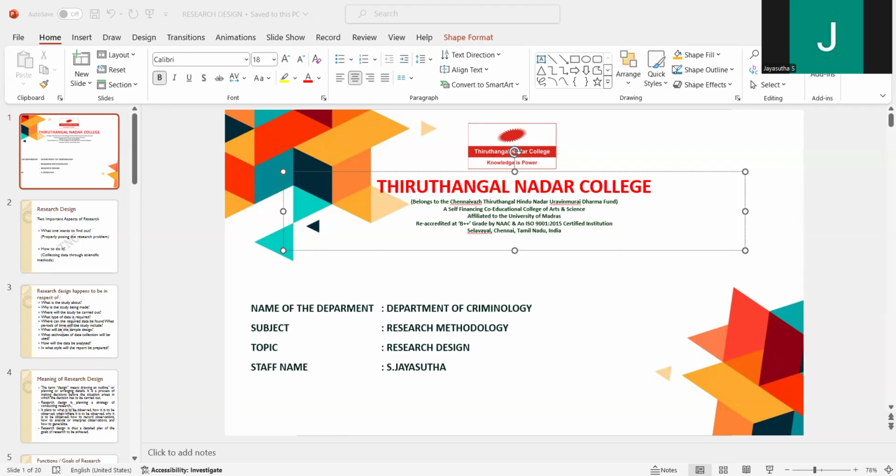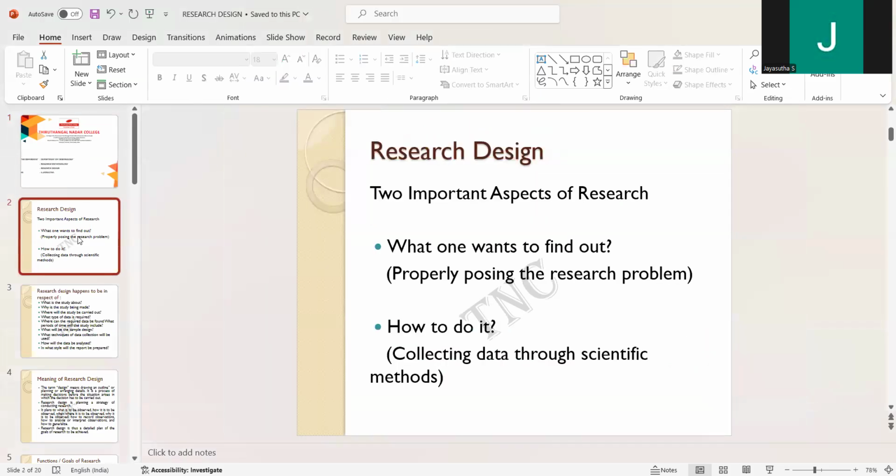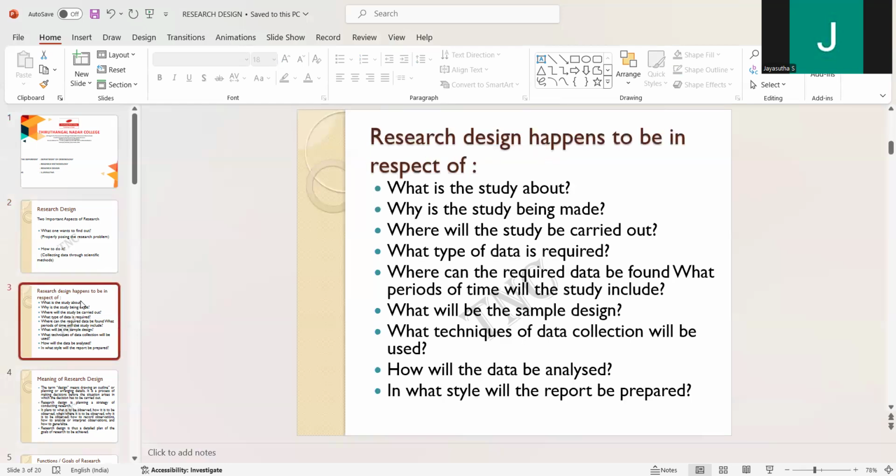Now I am going to take the class for research methodology. The topic is research design. The two important aspects of research are what one wants to find out and how to do it. Properly, we have to find out the research problem and then how to collect the data, throughout the scientific methods we have to follow.